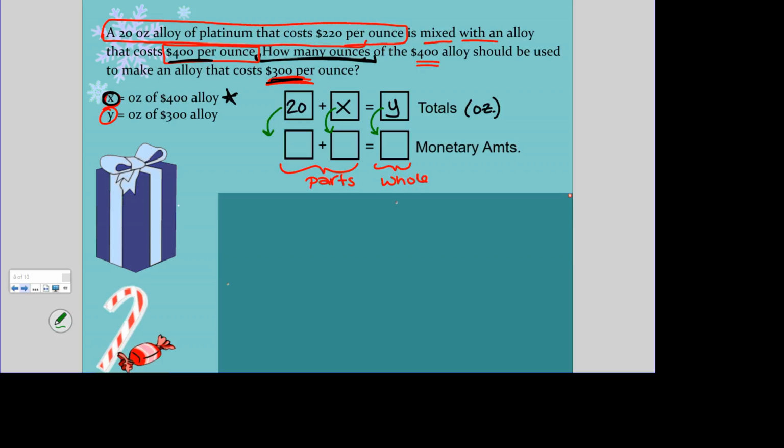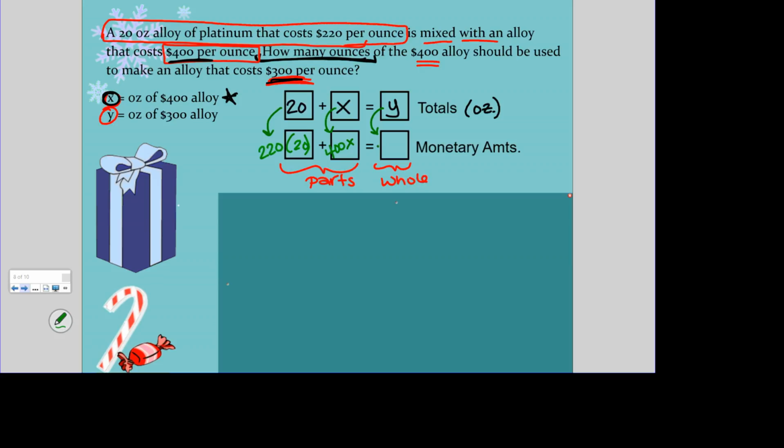So the 20-ounce alloy of platinum costs $220 per ounce. We are just told that, so we should be multiplying 220 by the 20, then the $400 per ounce mixture, we multiply per ounces of X. We don't know how many there.